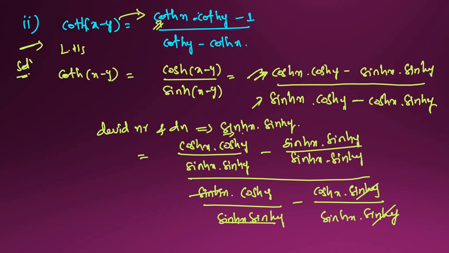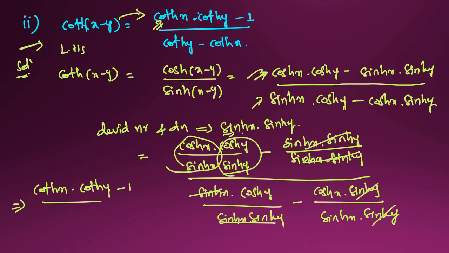So here we'll do one thing. What we get as the answer is coth x, into coth y. These two things, so this gets cancelled here. Minus 1 will remain, divided by coth y.